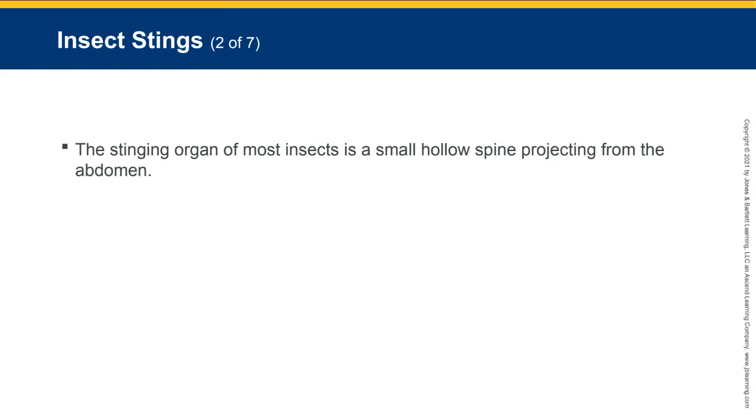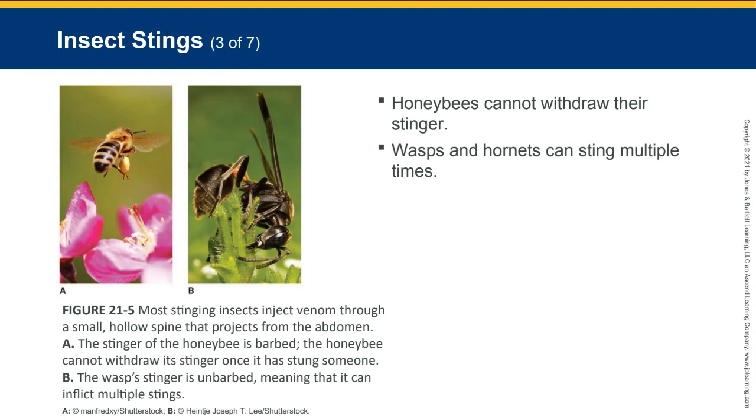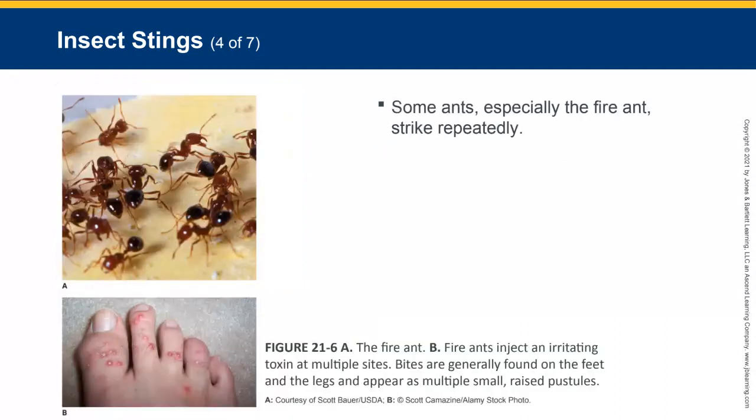The stinging organ of most insects is a small hollow spine projecting from the abdomen. The honeybees cannot withdraw their stinger. Wasps and hornets can sting multiple times. Some ants, especially the fire ants, strike repeatedly.